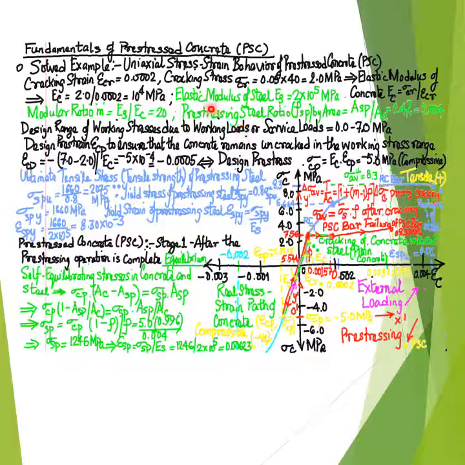The design range of working stresses, or the working stress range, under the working loads or service loads for which the concrete is required to remain uncracked in the pre-stressed concrete bar, has been specified as 0 to 7 MPa in the question statement of the illustrative numerical example presented in the previous slide.